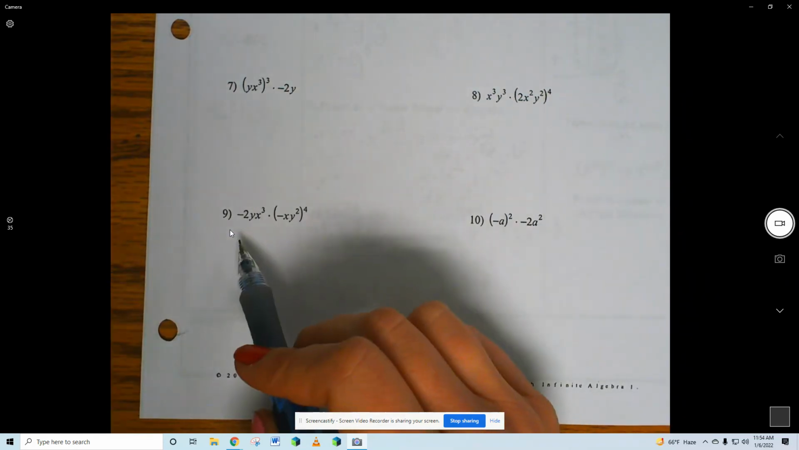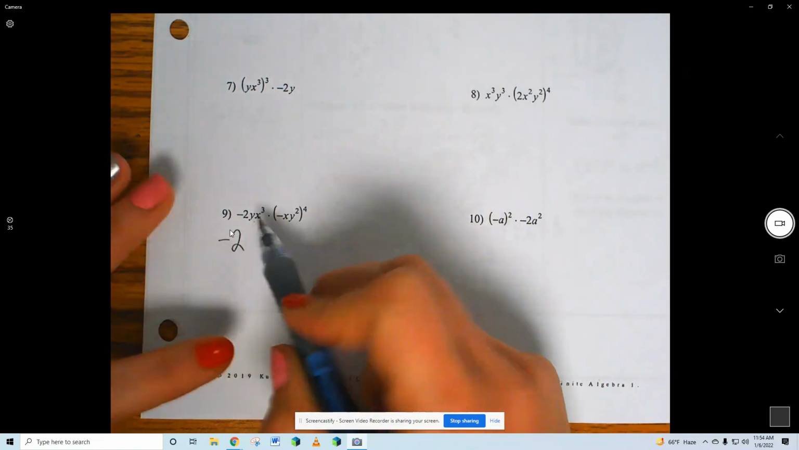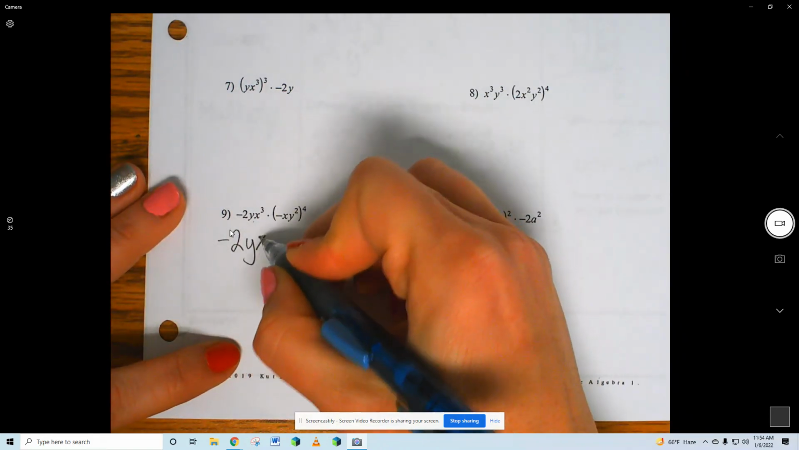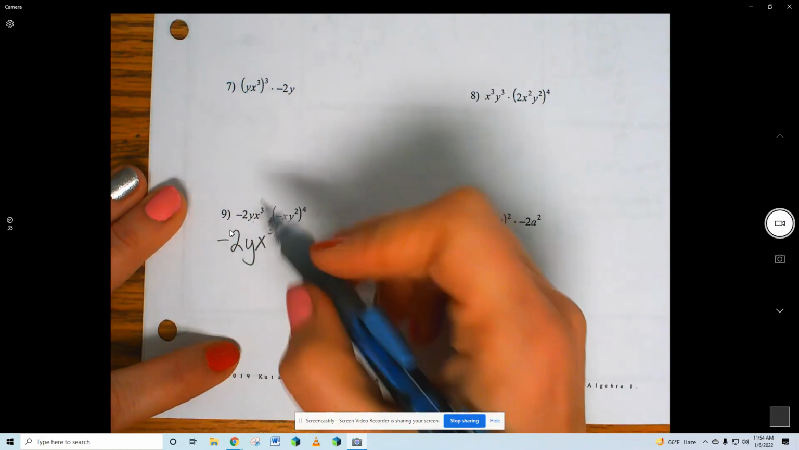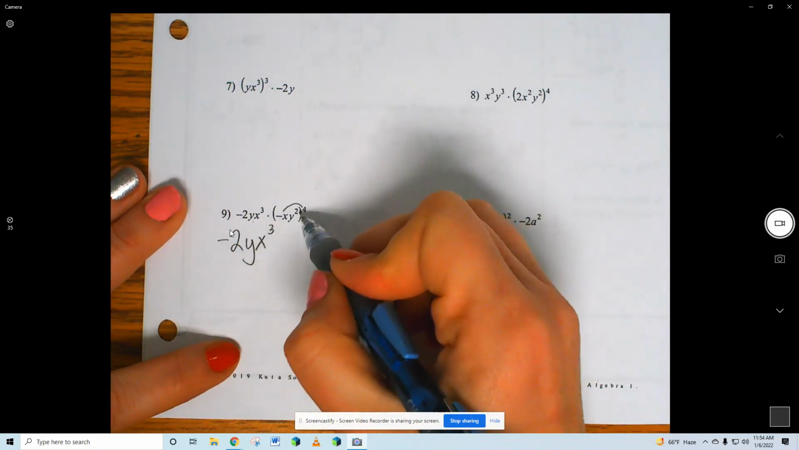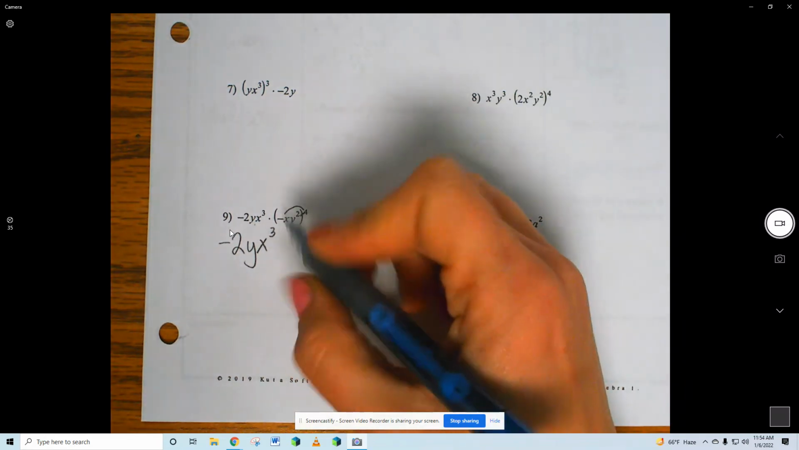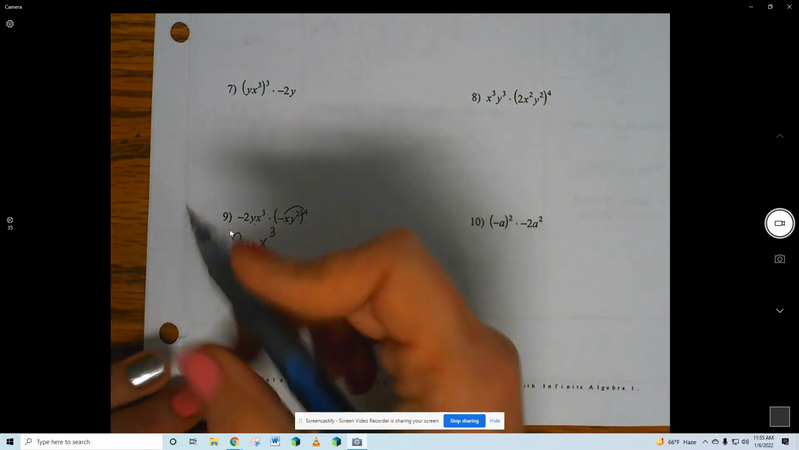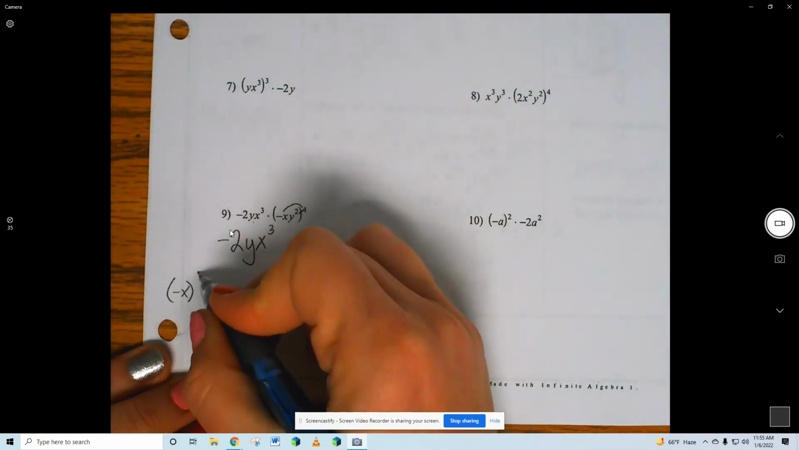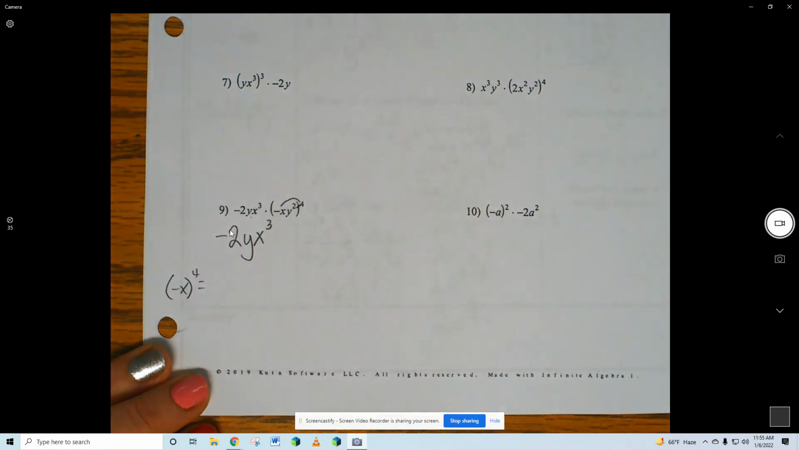The negative 2 is just there. The y x cubed is just staying. Now, this negative x has to go to the fourth, and y squared has to go to the fourth. It's negative x 4 times. Negative x, negative x, negative x, negative x. Negative times negative times negative times negative.